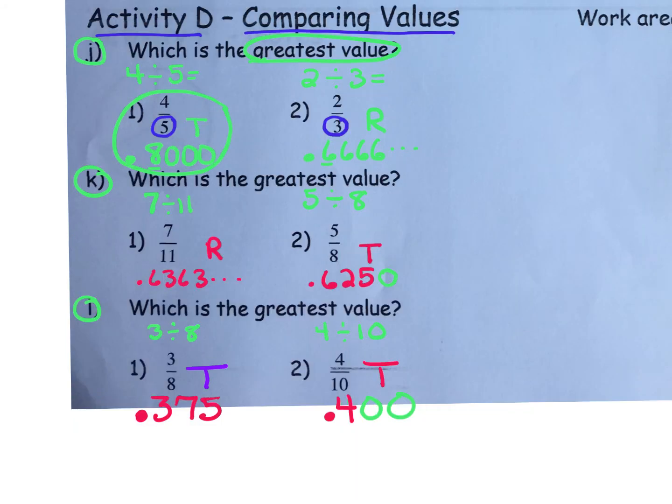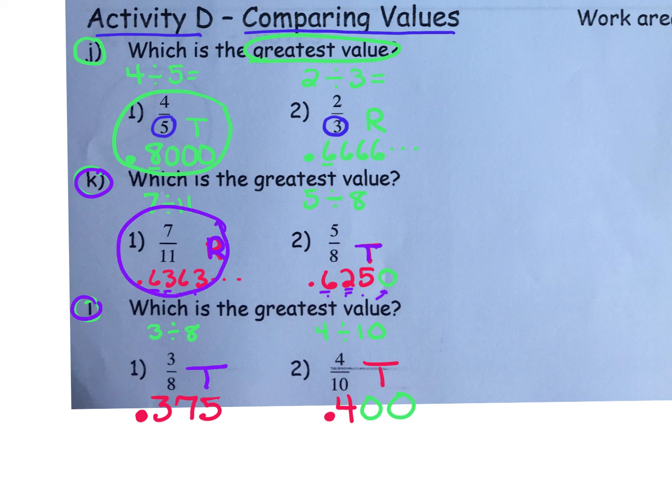Let's check your work. For letter K, you should have gotten 0.6363 repeating. That's a repeating decimal. And we're comparing that to the terminating decimal, 0.625. Add a 0 to make the comparison a little bit easier, make them look alike. And you can clearly see as you compare each value that number 1 is slightly bigger. So 7/11 is the greater value.